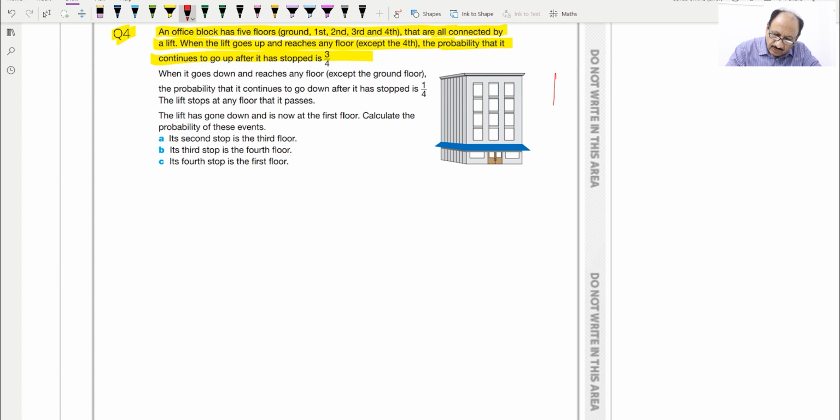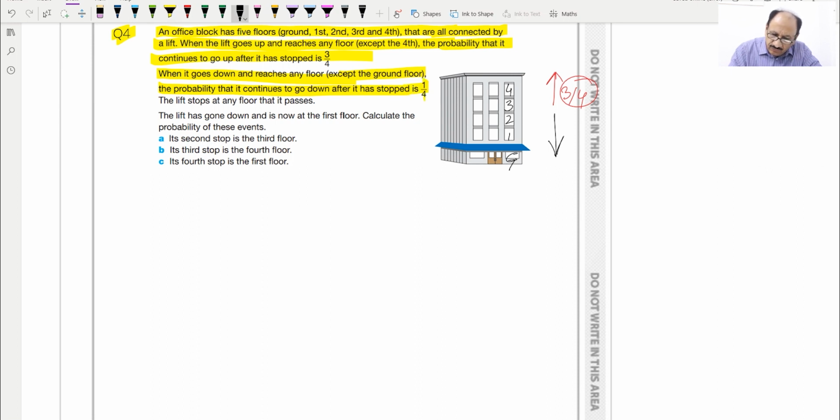So probability of going up is 3 by 4. This is what we got from here. And the second portion is when it goes down. So when it is going down, probability is what? Except the ground floor, because ground floor is the base, is the last one. Basically we can take this as ground floor, this one as 1 2 3, and this will be the 4th floor. So the probability that it continues to go down after it has stopped is 1 by 4.